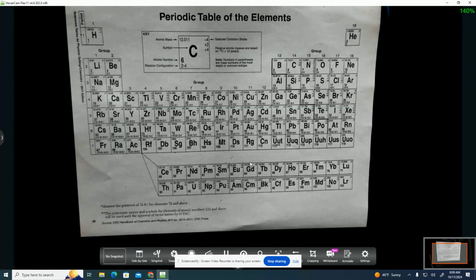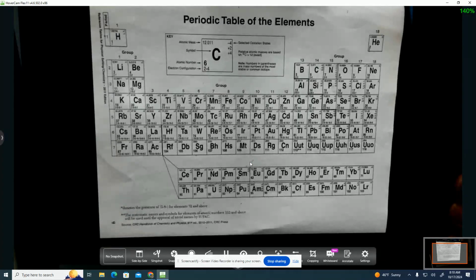And we talked about where the most reactive metal and the most reactive non-metal were. And we said the most reactive metal is going to be in the bottom left, and the most reactive non-metal is going to be in the top right. Then we started talking about atomic radius.